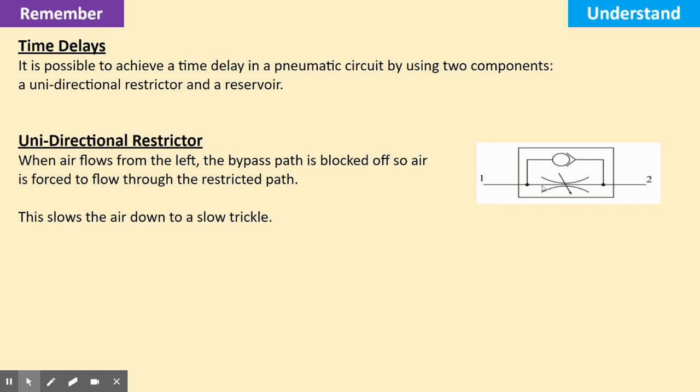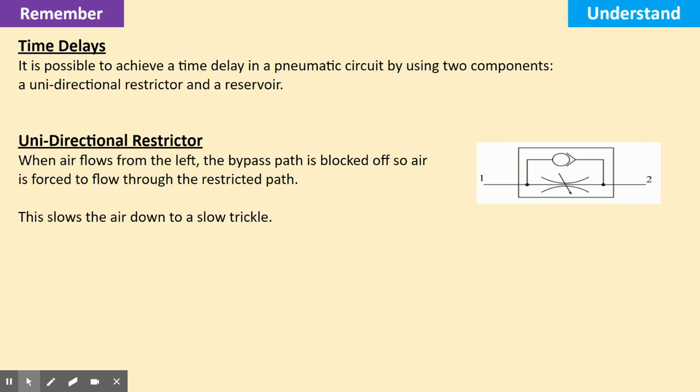It will then go through this small area and then out this side here. It says the bypass path is blocked off, so the air is forced to go through the restricted path. So this is the restricted path here. It's a lot smaller, so not as much air can flow through as normal. This bypass way is blocked by this ball. Nothing can come through, so it all has to go through the restricted path. And this slows the air down to a slow trickle. So this can be used if you want to slow things down, if you want a slower release, if you want more control over something.